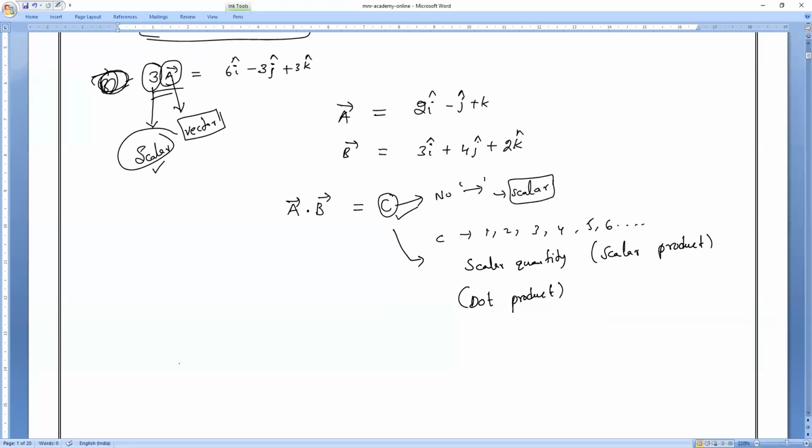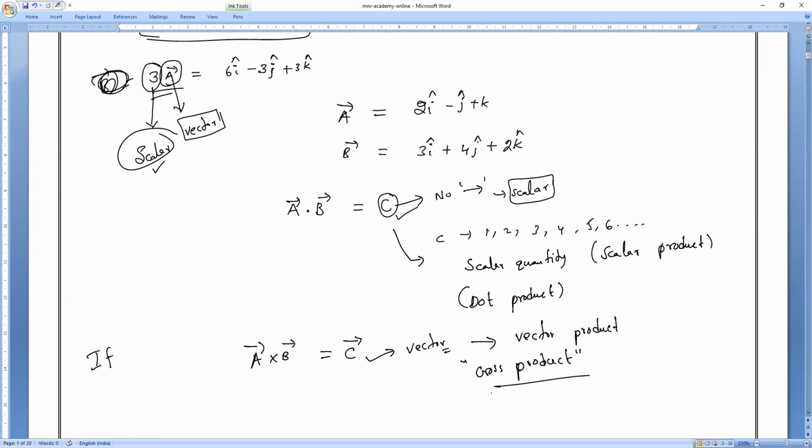If it is a cross product, like this, we will discuss that in the next class. A cross B equals C bar, C with an arrow. Is that a scalar or a vector? Vector. So this is what product? Vector product, which we can also call the cross product. That is what you have to remember.